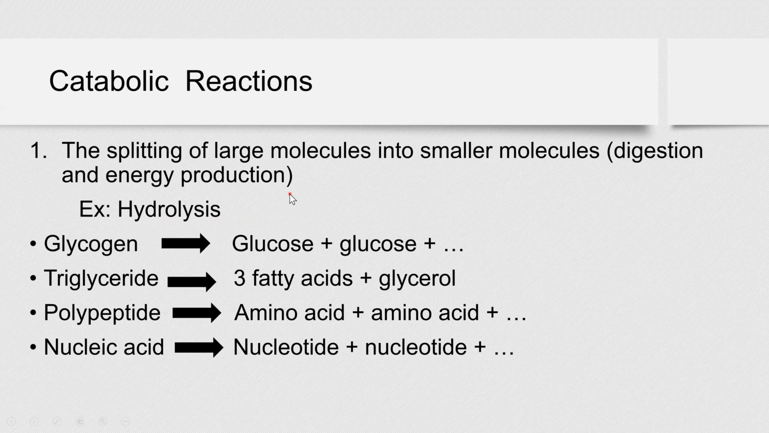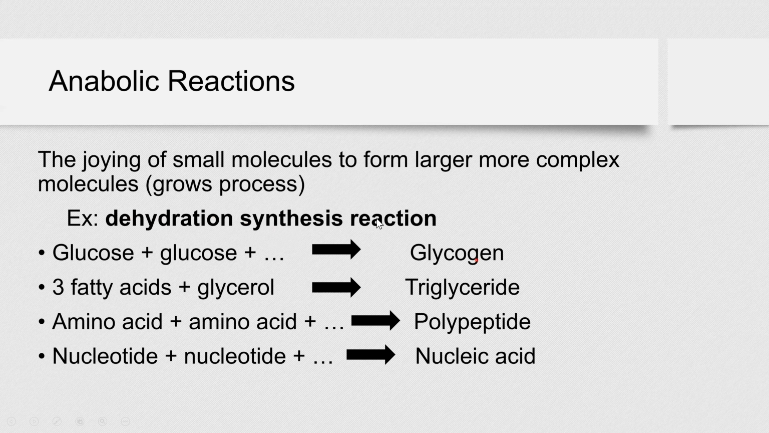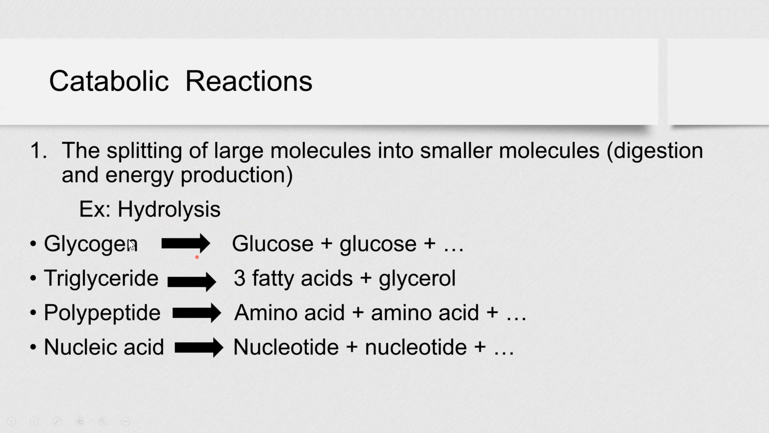Now, an example of a catabolic reaction would be pretty much the same reaction, but in reverse. So look, when glycerol is broken into glucose, now it's catabolic. When triglycerides are broken into 3 fatty acids and glycerol, that's a catabolic reaction. Proteins are broken into amino acids, nucleic acids into nucleotides. Right, now this will yield energy. You release energy by doing it.